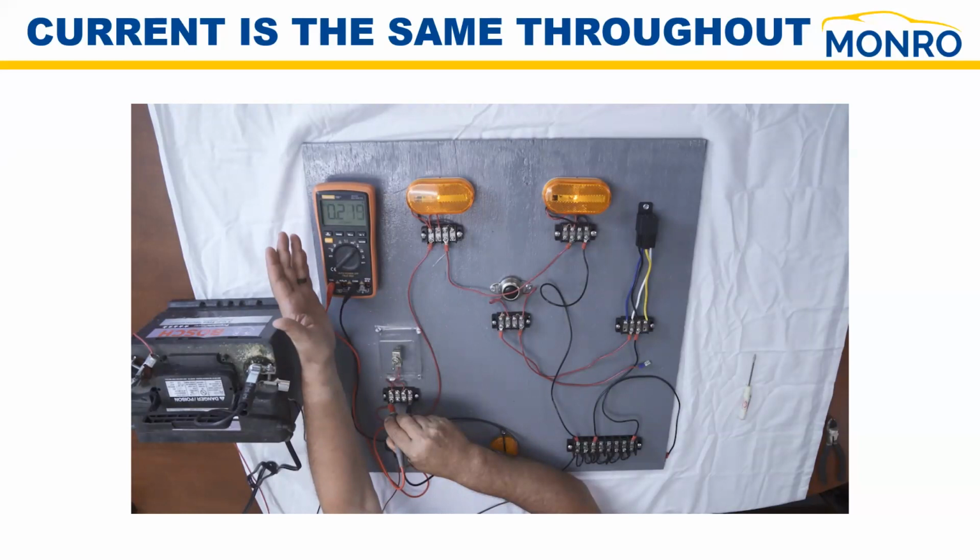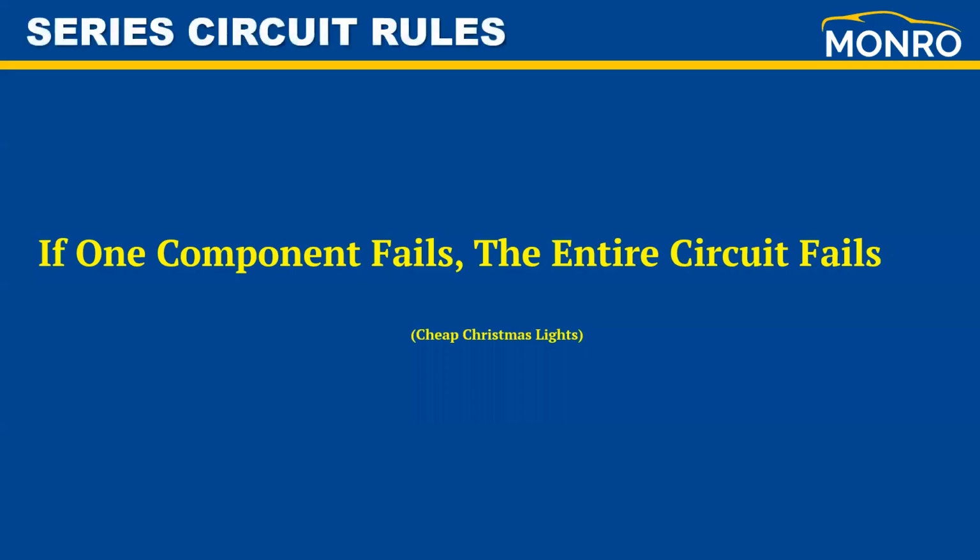So in a series circuit, no matter where I measure it, the current's going to be the same throughout the circuit. And remember this about series circuits: if one component fails, the entire circuit fails, just like cheap Christmas lights.